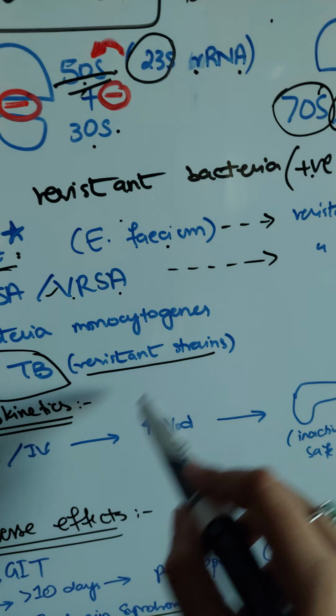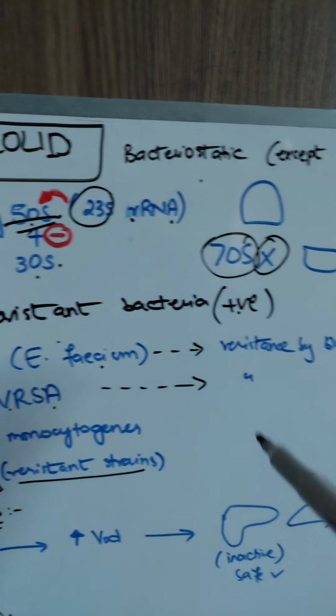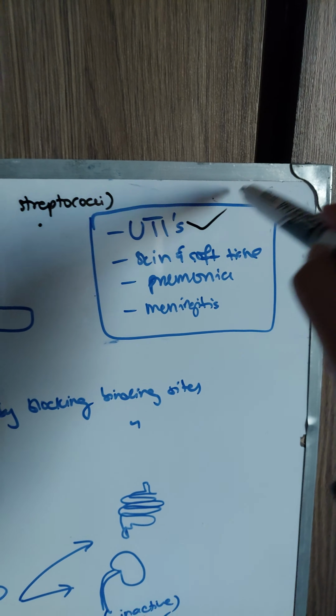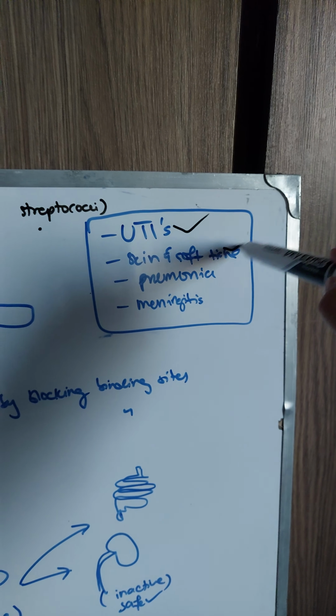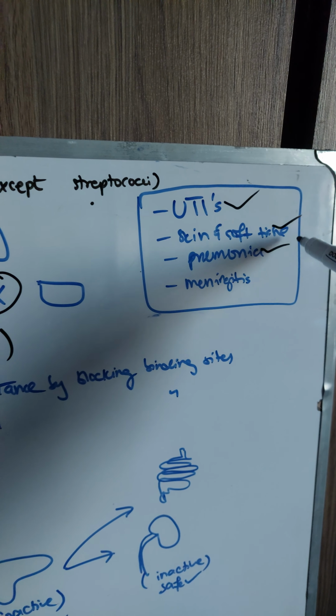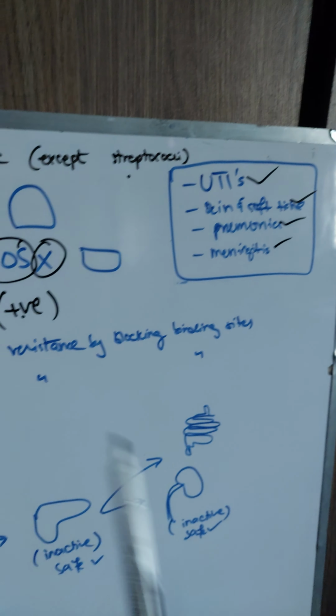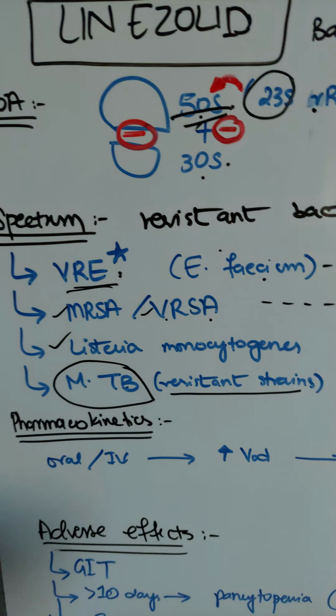resistant strains. If you remember linezolid, just remember resistance, okay? So it is used for UTIs by enterococci, it's used for skin and soft tissue infections by staph aureus, it's used for pneumonia, again in enterococci, and meningitis because of listeria. Just all of these things caused by these organisms.